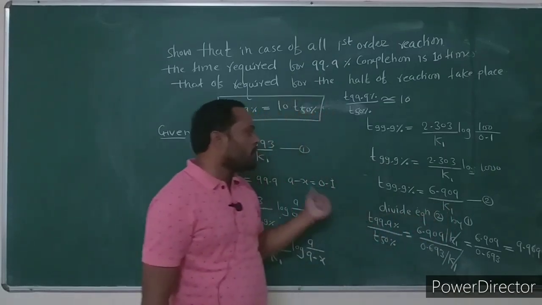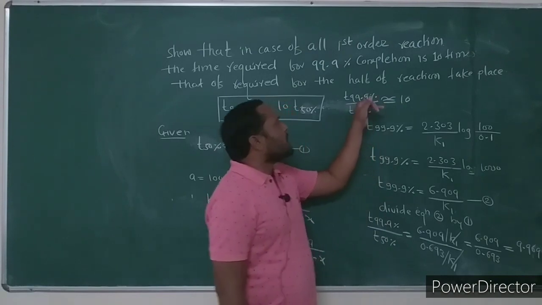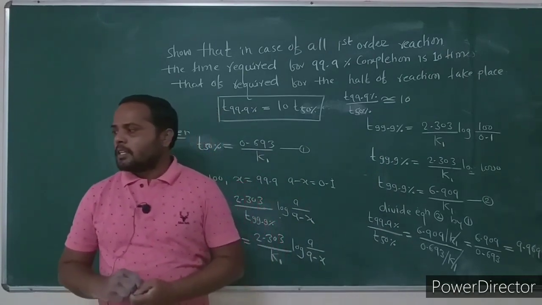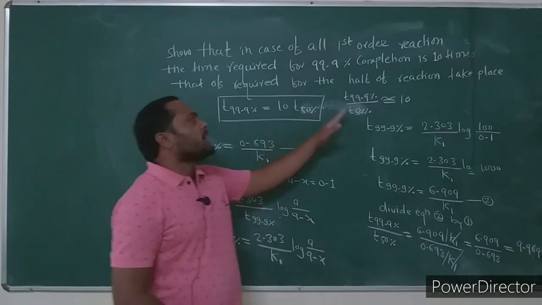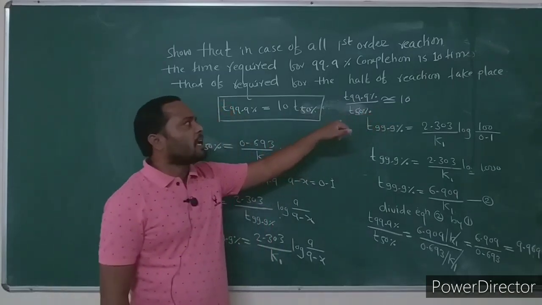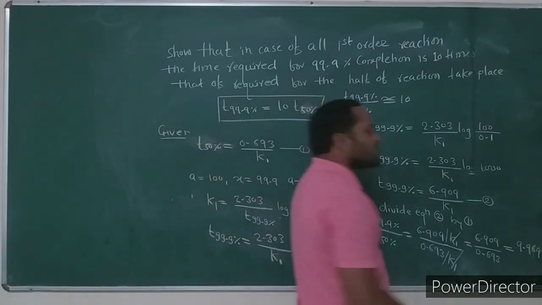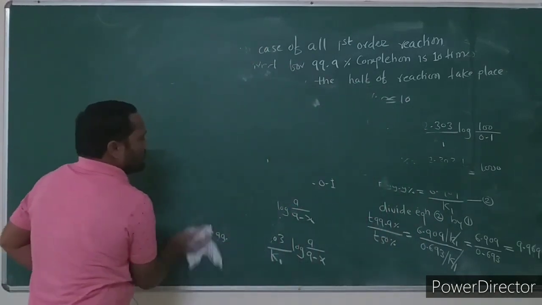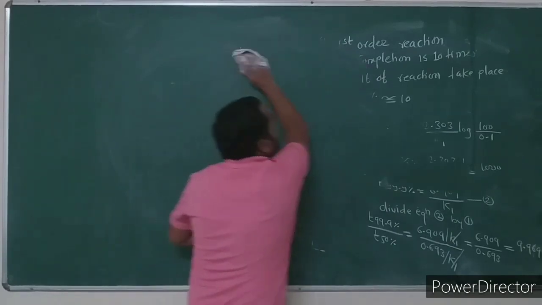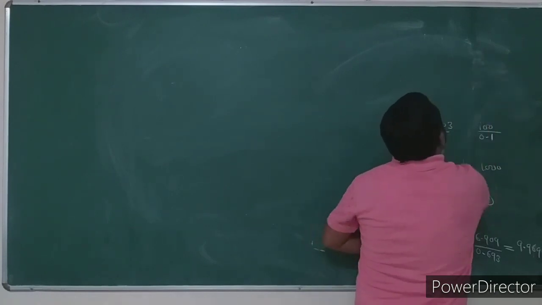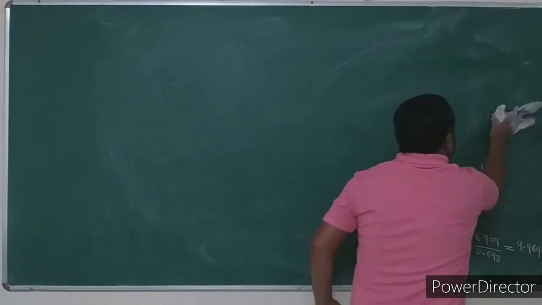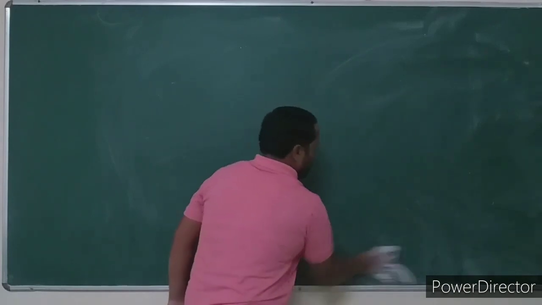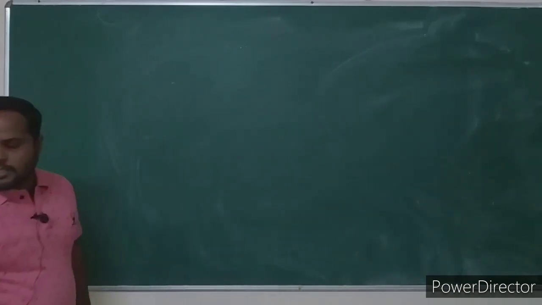We divide equation 2 by 1. We can obtain that the time required for 99.9% completion is 10 times the time required for 50% of reaction. Then consider one more example.